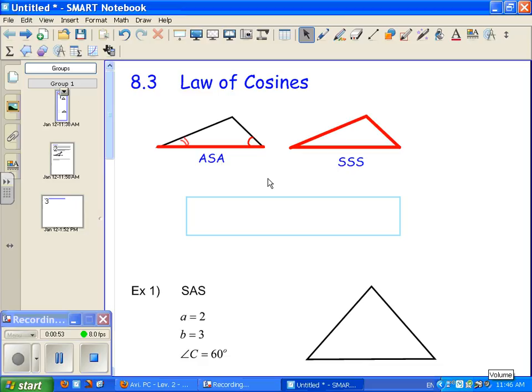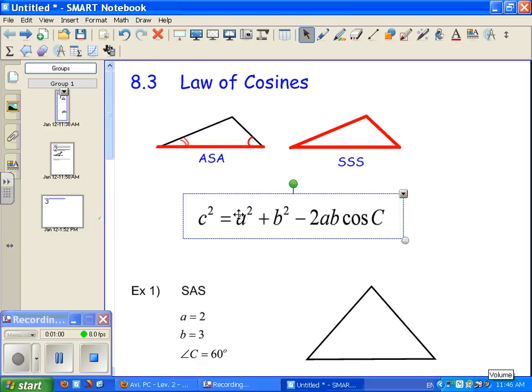So you're really not using the law of cosines that much. Usually law of sines is what you're going at. But if it doesn't work, you've got this one. So this is the law of cosines.